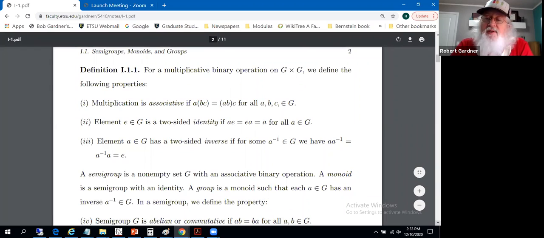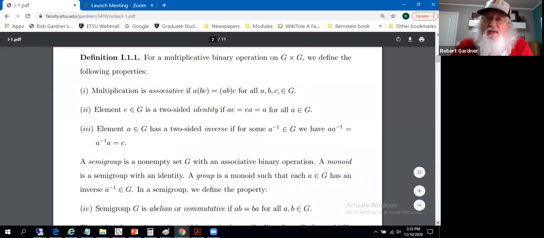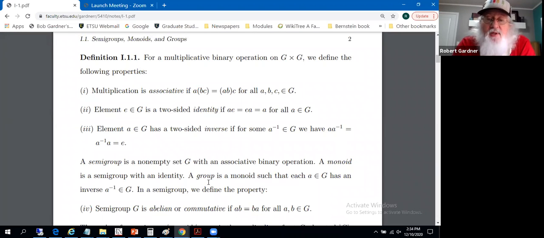So this is probably somewhat new to you, this idea of semigroups and monoids. You're familiar with your previous experience with what a group is. We'll look at plenty more examples.